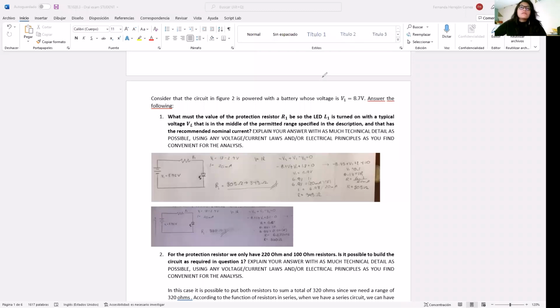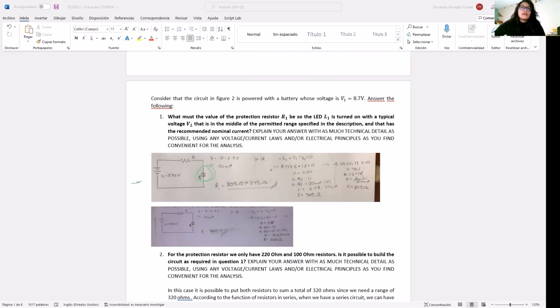So for problem number one, for having the resistor, I use Kirchhoff's law, because if you use Ohm's law, it won't consider the LED in here. So we use E minus V_S plus V1, that is from R1, and minus V2, that is the voltage in the LED.